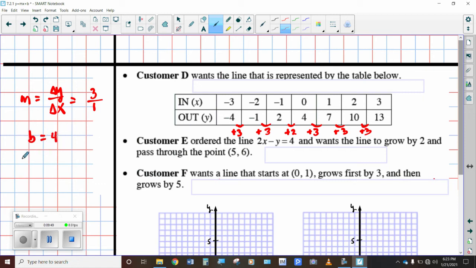So we would use the rule y equals 3x plus 4, but that's not going to work for all of these. Like if you look right here, 3 times negative 1 is negative 3, and negative 3 plus 4 is 1. It's not 2. So this rule is not going to work for every single ordered pair on that table. So there's a problem. Customer D wants a line as represented by this table, but this is not going to form a straight line.